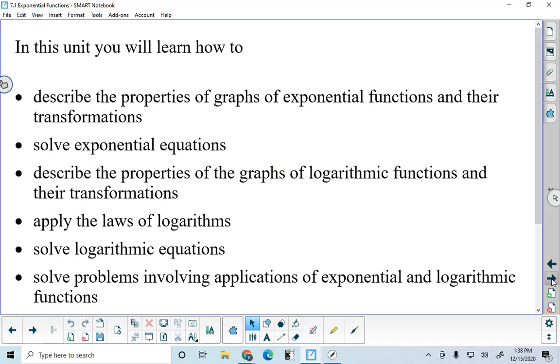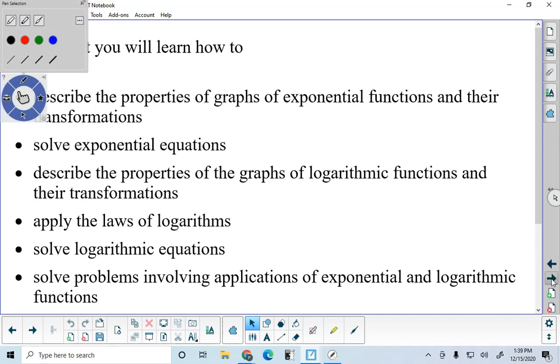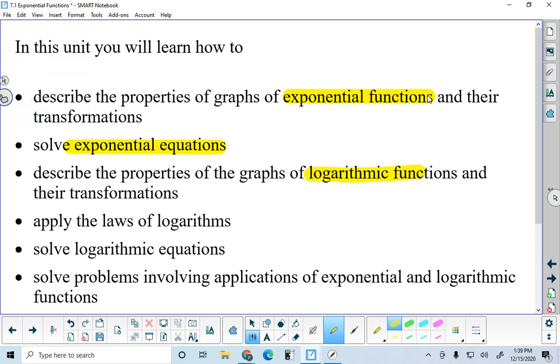If you were to take a look on the front cover of this handout and read, I'm not going to go through each of these individually, but read all of the objectives, you'll find a recurring theme throughout this unit. There's a lot of talk of exponential functions. And there is a lot of talk about exponential equations. There is also a lot of talk about logarithmic functions and logarithmic equations. So this whole unit deals with two types of functions and equations, exponential and logarithmic.